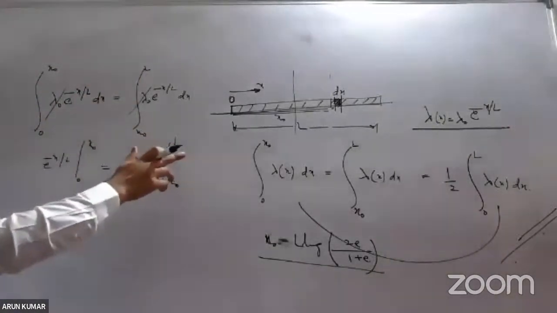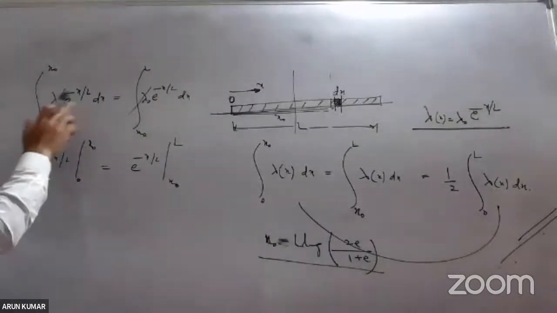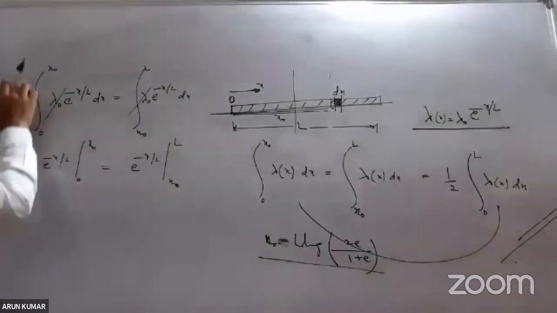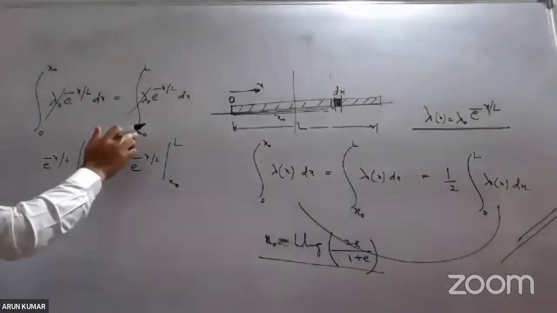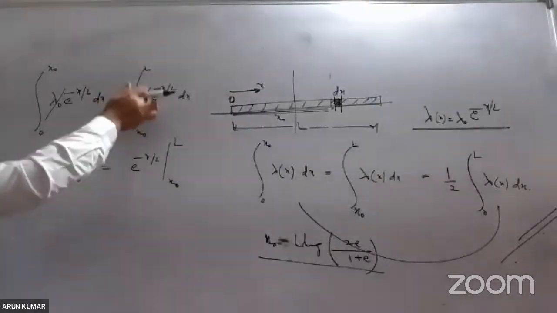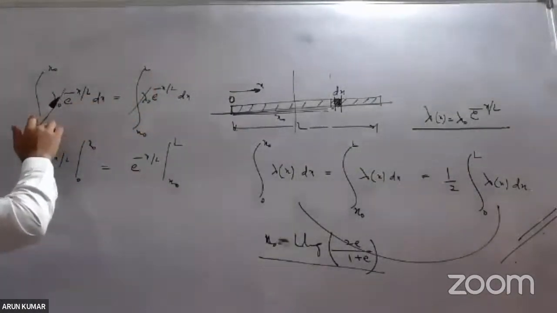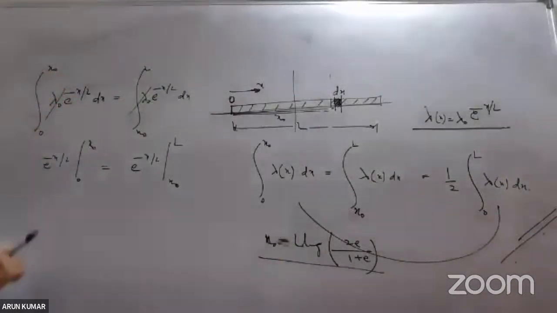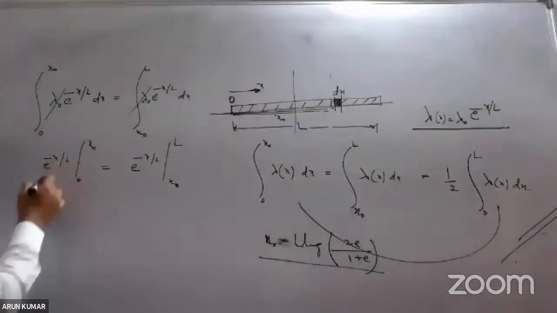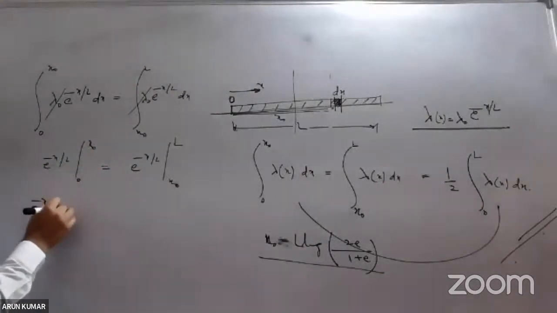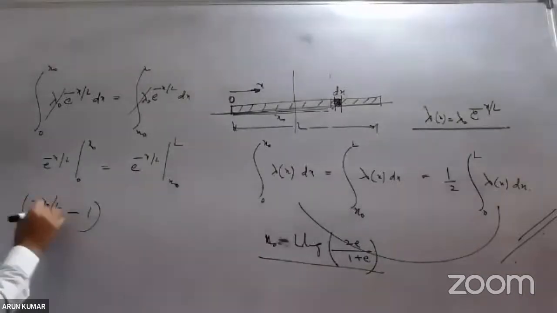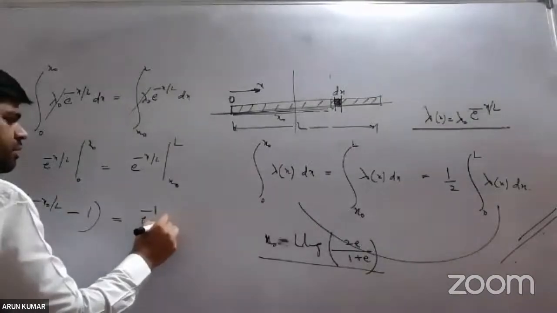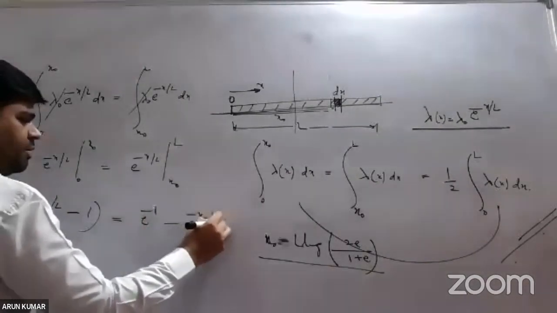If the mass density were constant, then I would have L by 2 as the answer. But now the initial portion mass, 0 to x naught, should be equal to the remaining portion mass, integrating from x naught to L. The mass of the first portion is found by integrating the density from 0 to x naught. Now I get e power minus x naught by L minus 1 should be equal to e power minus 1 minus e power minus x naught by L.